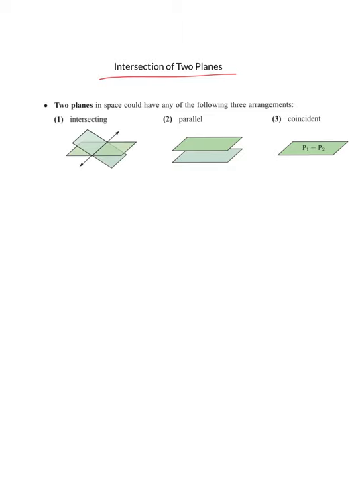When they intersect, there's not just going to be a single point of intersection, it will be a line. So the intersection will be a line. Case number 2, the two planes are parallel. And case number 3, the two planes are right on top of each other. They're the exact same, or they're coincident.